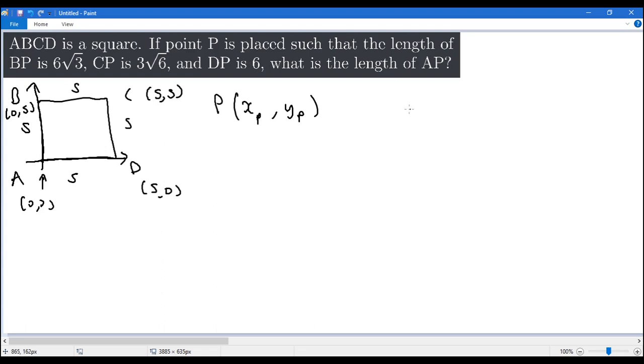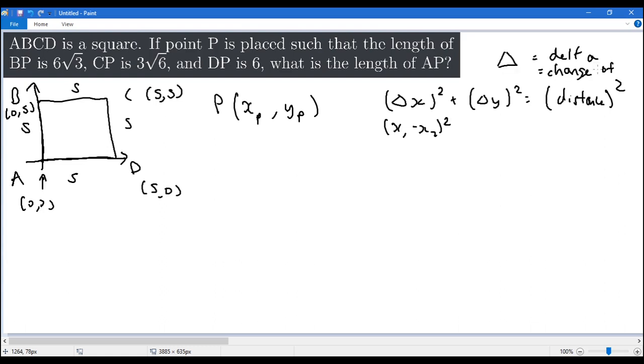You recall the distance formula: it is the change in x squared plus the change in y squared equals distance squared. This is a delta symbol, the Greek symbol delta, it just means the change. So it would be like x1 minus x2 squared, the change in x. A lot easier to say, a lot easier to write, and a lot easier to understand in my opinion. So let's see, we want to find AP.